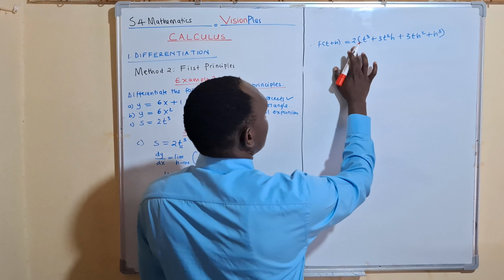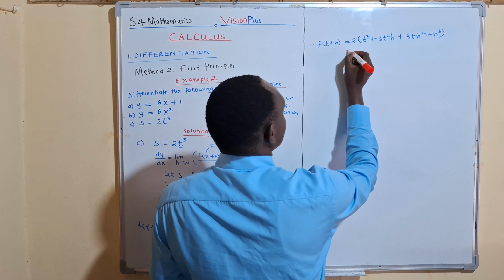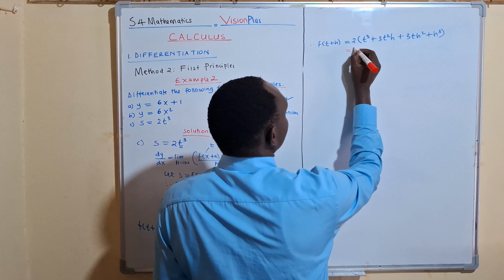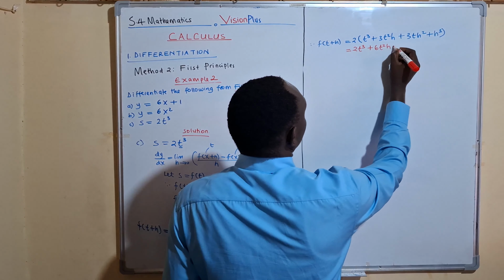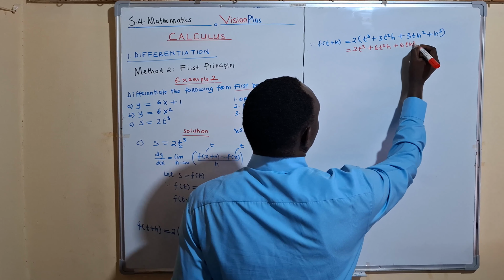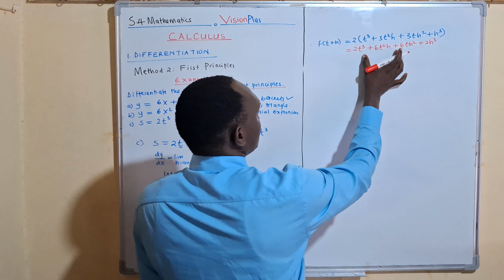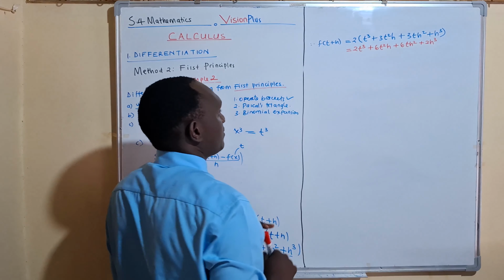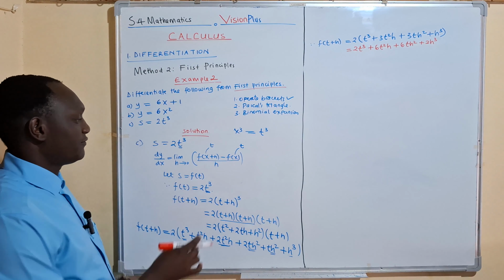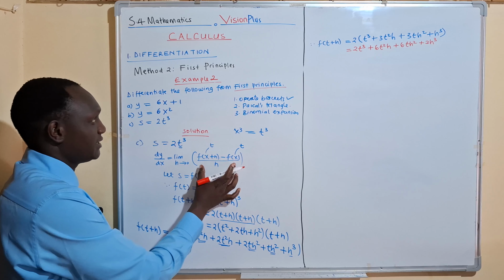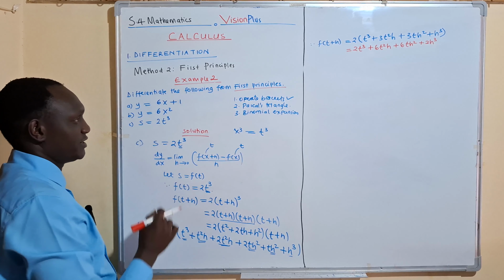So let us multiply through by 2. If we multiply all the terms in the bracket by 2, we shall have 2t cubed plus 6t squared h plus 6t h squared plus 2h cubed. So this is the value of f of t plus h. The formula requires us to find the difference between f of t plus h and f of t only.